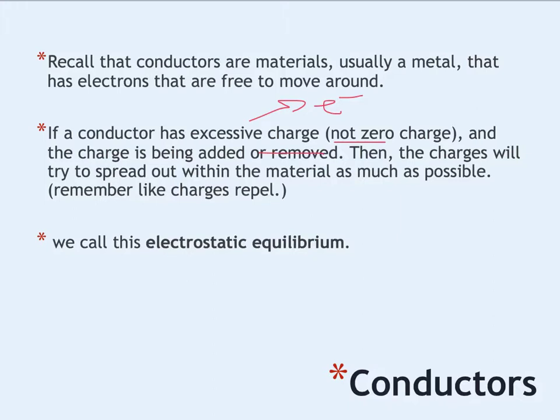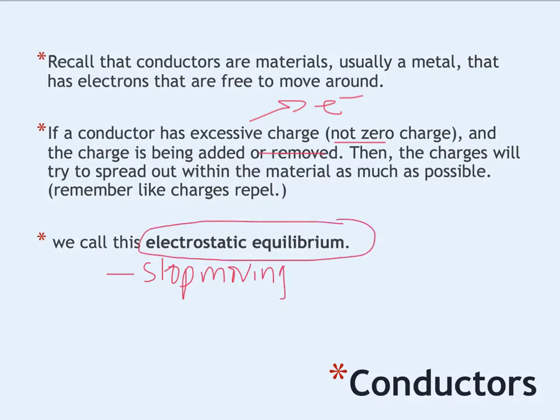So the charges then will try to spread out within the material as much as possible, and this is because like charges repel. All these electrons in the material are repelling each other, trying to find as much space as they can for themselves, okay? Once all the charges stop moving, once we hit that point, that is what we call electrostatic equilibrium. So all the electrons have stopped moving, everything is balanced. That is what we're going to be looking at: conductors in electrostatic equilibrium, meaning the charges have stopped moving.